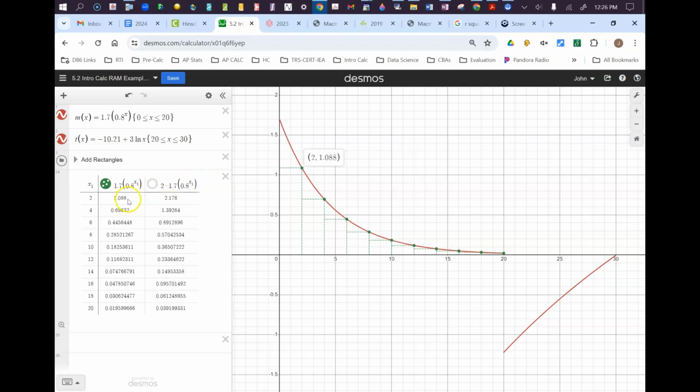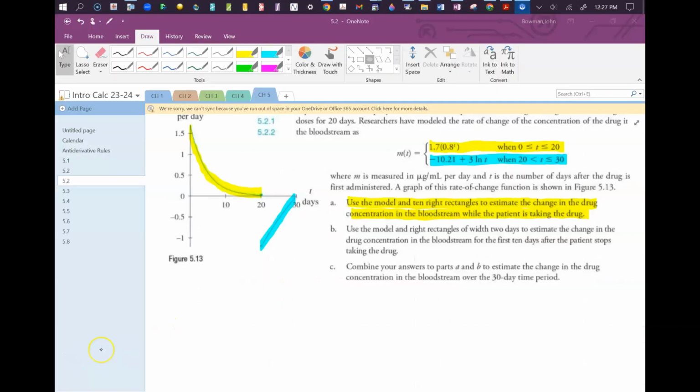So if I took 1.088 and doubled it, length times width, I get the area of the rectangle. And all I did here in this third column was take the second column, the function, 1.7 times 0.8 to the x, and multiply it by the width. It's doubled. So now I could take my calculator and add up all these numbers in this column, and that would give me my right rectangular approximation for the area between the function and the x-axis from 0 to 20. So I know we didn't actually add all those up, but we could.